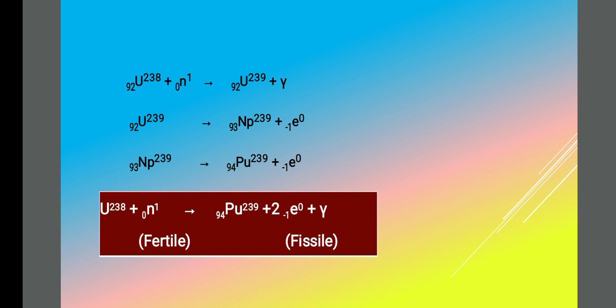I'll repeat this breeder reactor once again. A breeder reactor is a reactor which converts non-fissionable material into a fissionable material, and the example explained here is uranium-238 being converted into plutonium-239. Uranium-238 is a non-fissionable material which is called a fertile isotope, and plutonium-239 is a fissionable material which is said to be a fissile isotope.